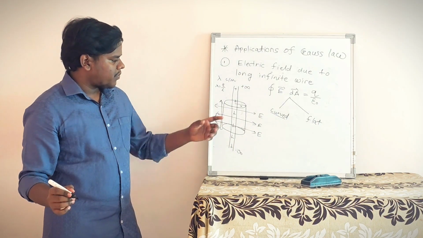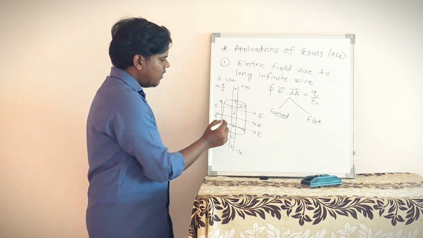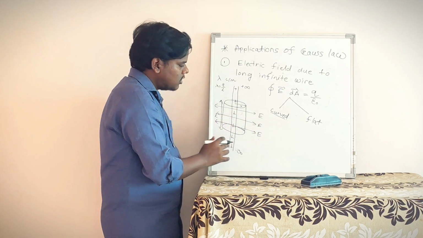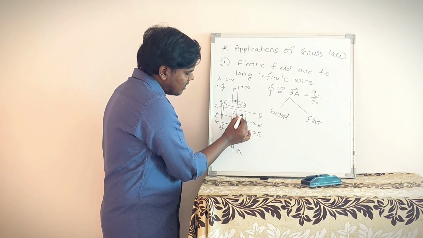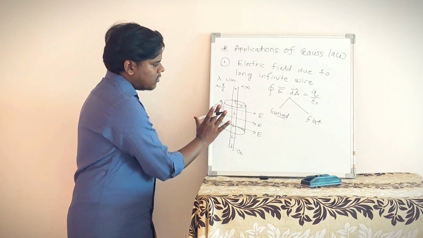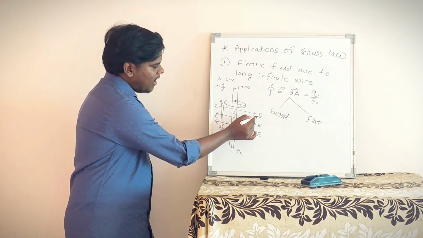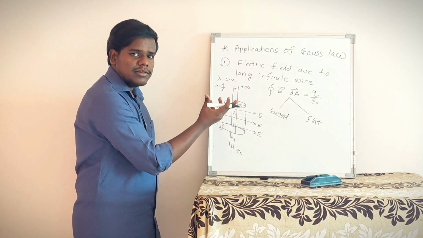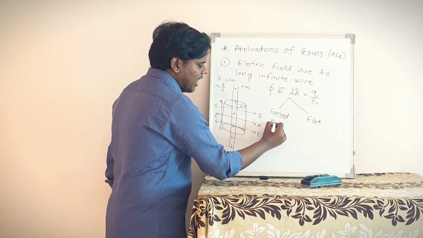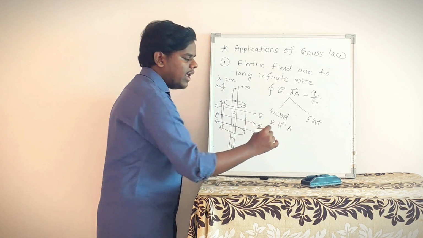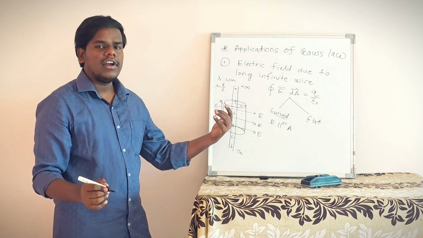Now if we look here, the electric field lines are in this direction. For this curved surface, the electric field lines and the area vector are basically parallel. So the electric field is parallel to the area vector for this curved part.